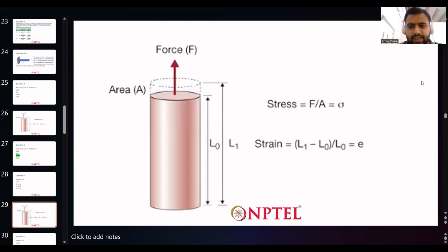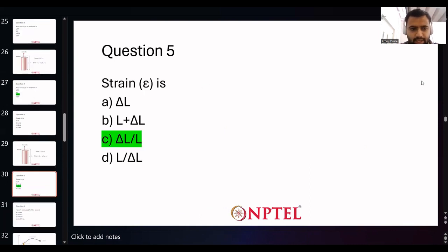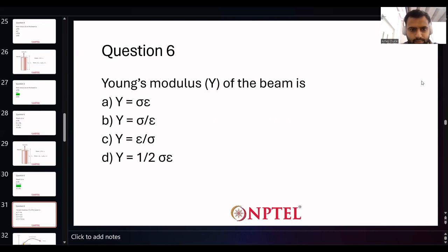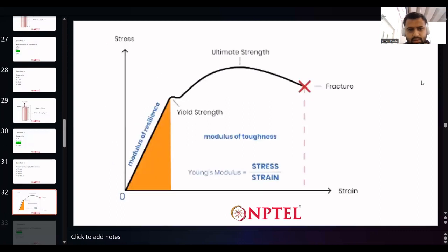So yeah, strain is change in length upon original length, so that is delta L upon L. So what is the Young's modulus? What will be our relation between Young's modulus, stress and strain? From this we have four options. Young's modulus is stress into strain. Young's modulus is stress upon strain. Young's modulus is strain upon stress. While Young's modulus is half strain upon strain into stress.